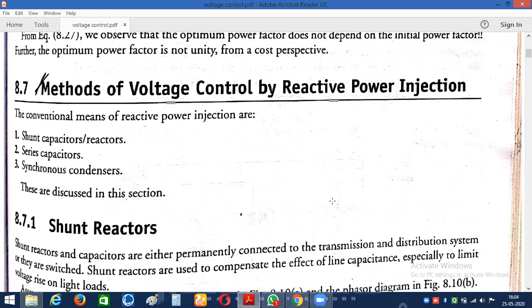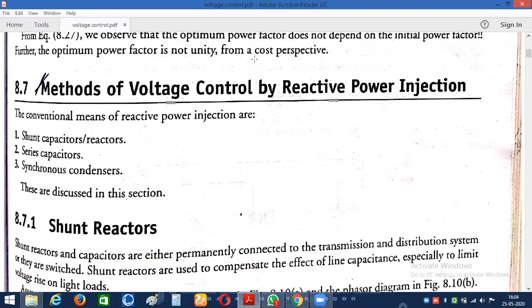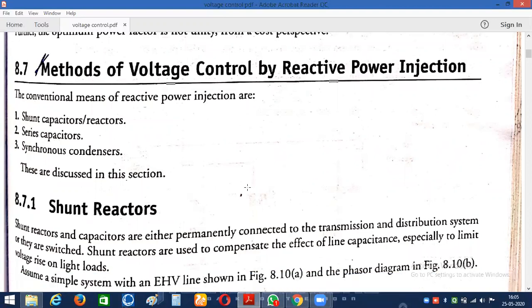In today's class, we will discuss how to control voltage by reactive power using various methods. There are three possible methods we have. The first one is shunt capacitors or reactors. The second one is series capacitors, and the third one is by making use of synchronous condensers. Okay, the first one is shunt capacitors or reactors.